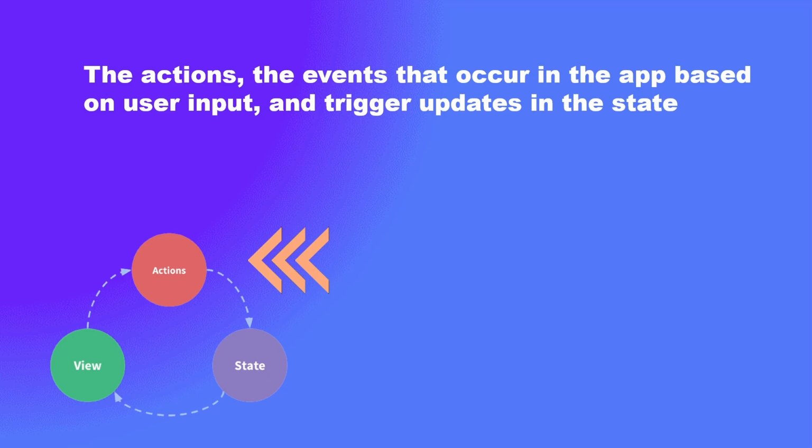The action is an event that occurs in an app based on user input and triggers the update in the state, which means the user will trigger the operation. As a result, the state will be updated, so the value will be modified. So this is called action. This is the purpose of action.